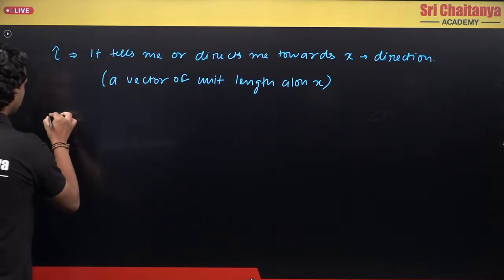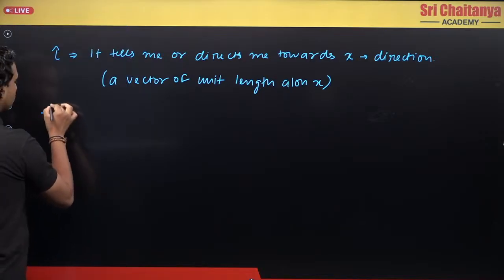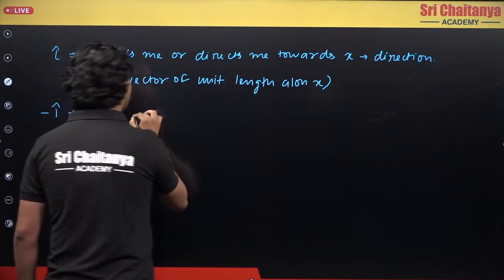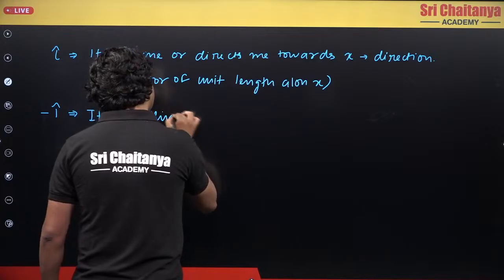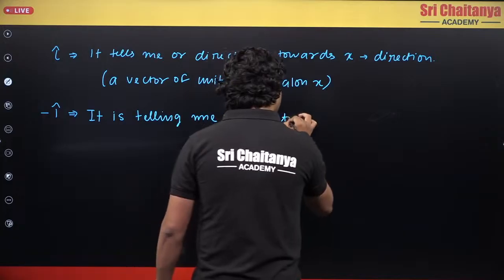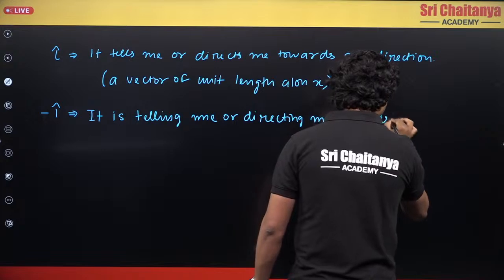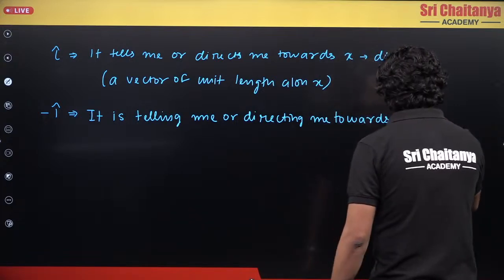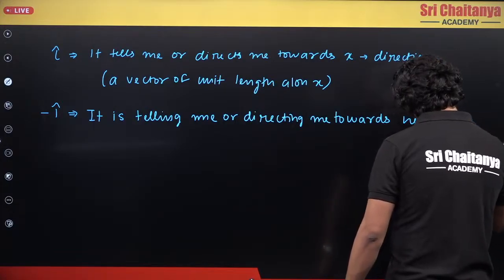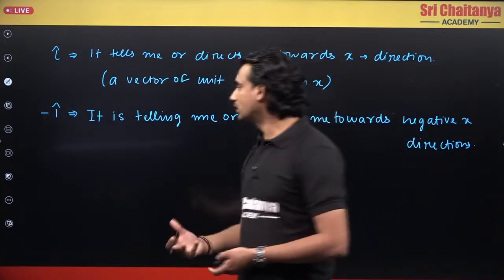Let's say I have minus I. What is minus I trying to say? Minus I is telling me, or directing me, towards the negative x direction. Simple as that. What are unit vectors? Unit vectors tell you about the direction. Okay, it tells you about the direction.